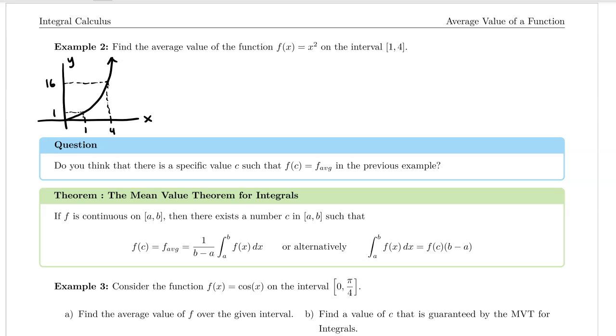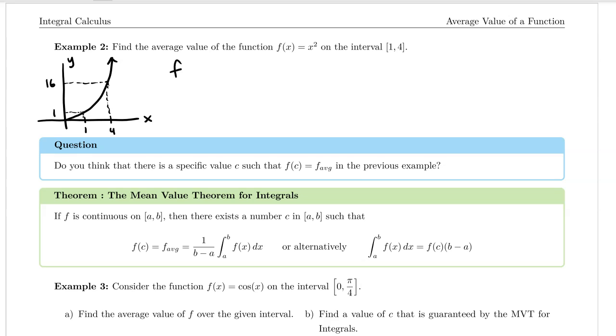And if it helps you, you can think about this as a function that models something like the amount of money in my bank account after x number of days. So on day 1, I have $1 in my bank account, and on day 4, I have $16 in my bank account. So between day 1 and day 4, on average, how much money do I have in my bank account?